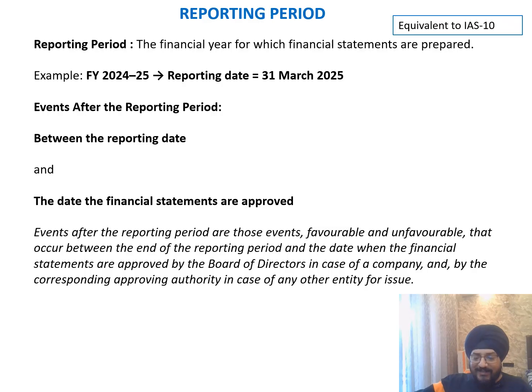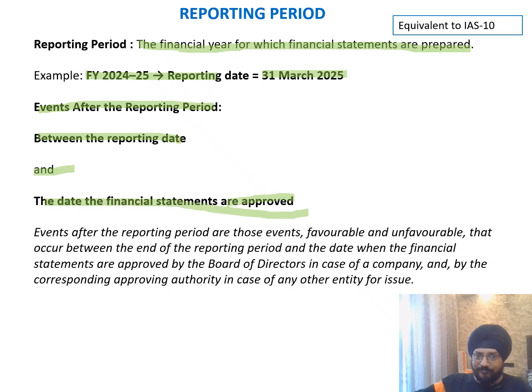Okay, so let's spend some time understanding the concept of reporting period. The financial year for which the financial statements are prepared is largely the reporting period. So in the India context, our reporting date is largely the 31st of March of the financial year for which financial statements are prepared. For example, if the FY 24-25 reporting date is 31st March 2025, events after the reporting period are the events between the reporting date and the date the financial statements are approved.